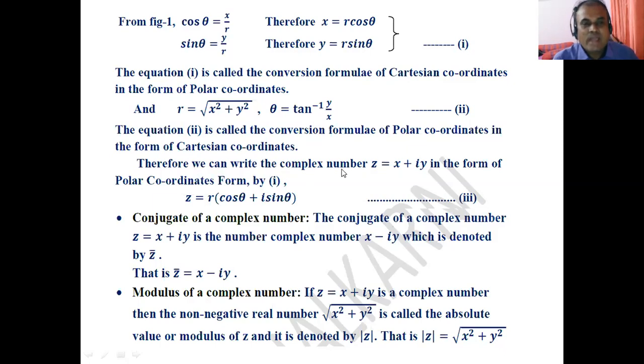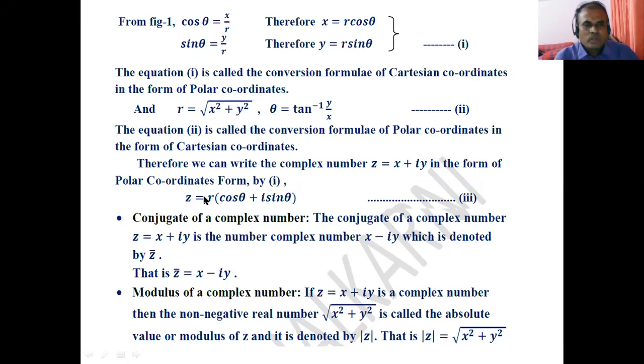And therefore, we can write the complex number z equal to x plus iy in the form of polar coordinates. Okay. Now, from equation 1, we use these values and put these values of x and y here, and therefore we get z equal to the x value r cos theta plus i into r sin theta. Now r is common, so z equal to r into bracket cos theta plus i sin theta. So equation 3 is the polar value of a complex number z.